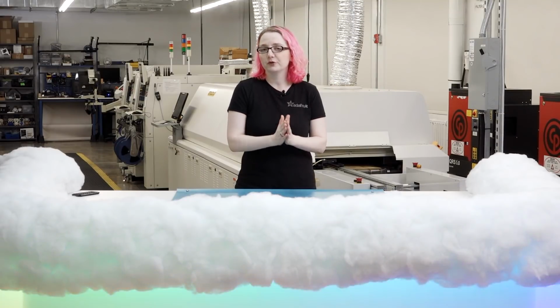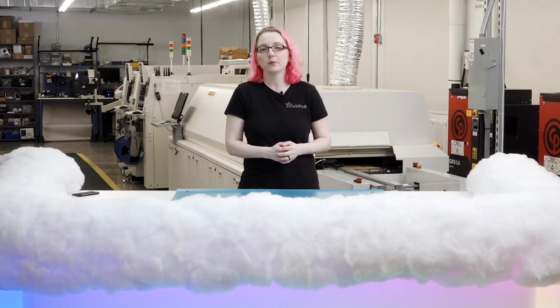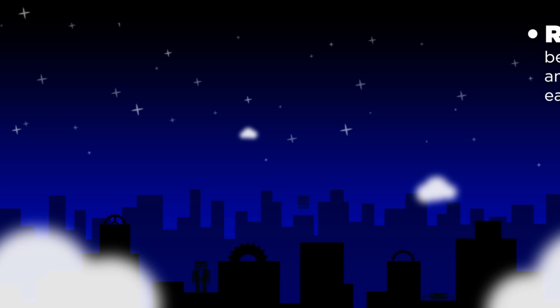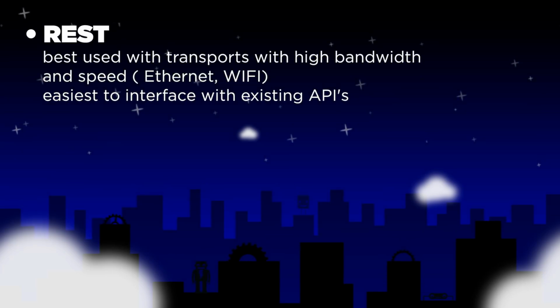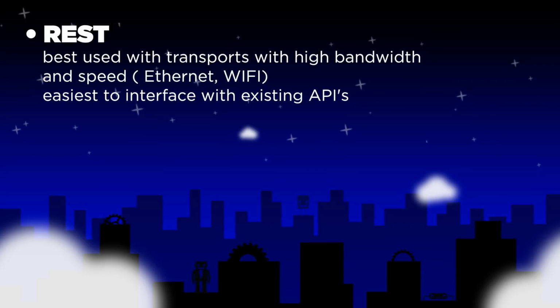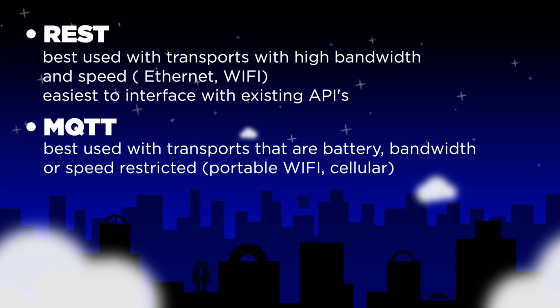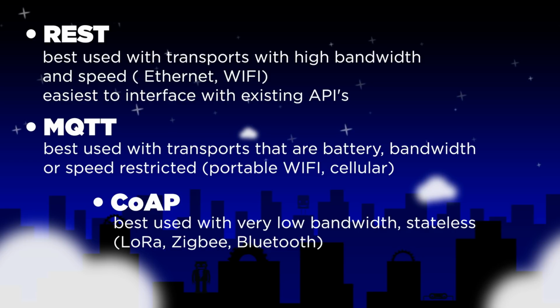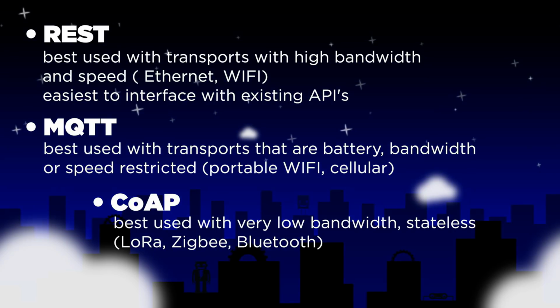Even though protocols and transports are two layers of your IoT network, they aren't completely independent. In particular, you'll likely be using REST whenever you have a transport that has high bandwidth and speed, like Ethernet, or when your transport is internet connected and talking to online services. MQTT is most often used when your transport has battery, bandwidth, or packet size restrictions, like Wi-Fi or cellular. And finally, CoAP is there when you have low bandwidth stateless connections like LoRa, Zigbee, or Bluetooth.